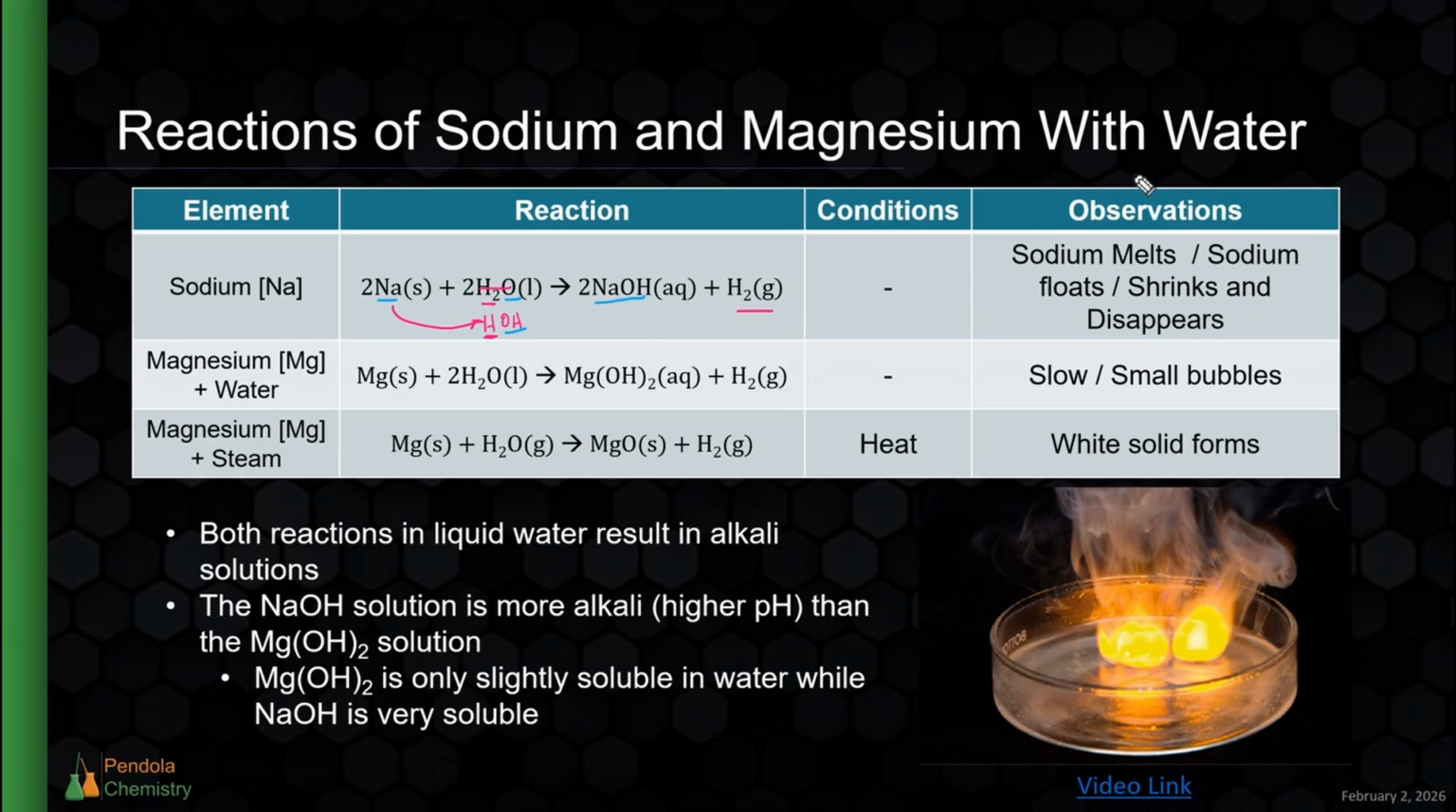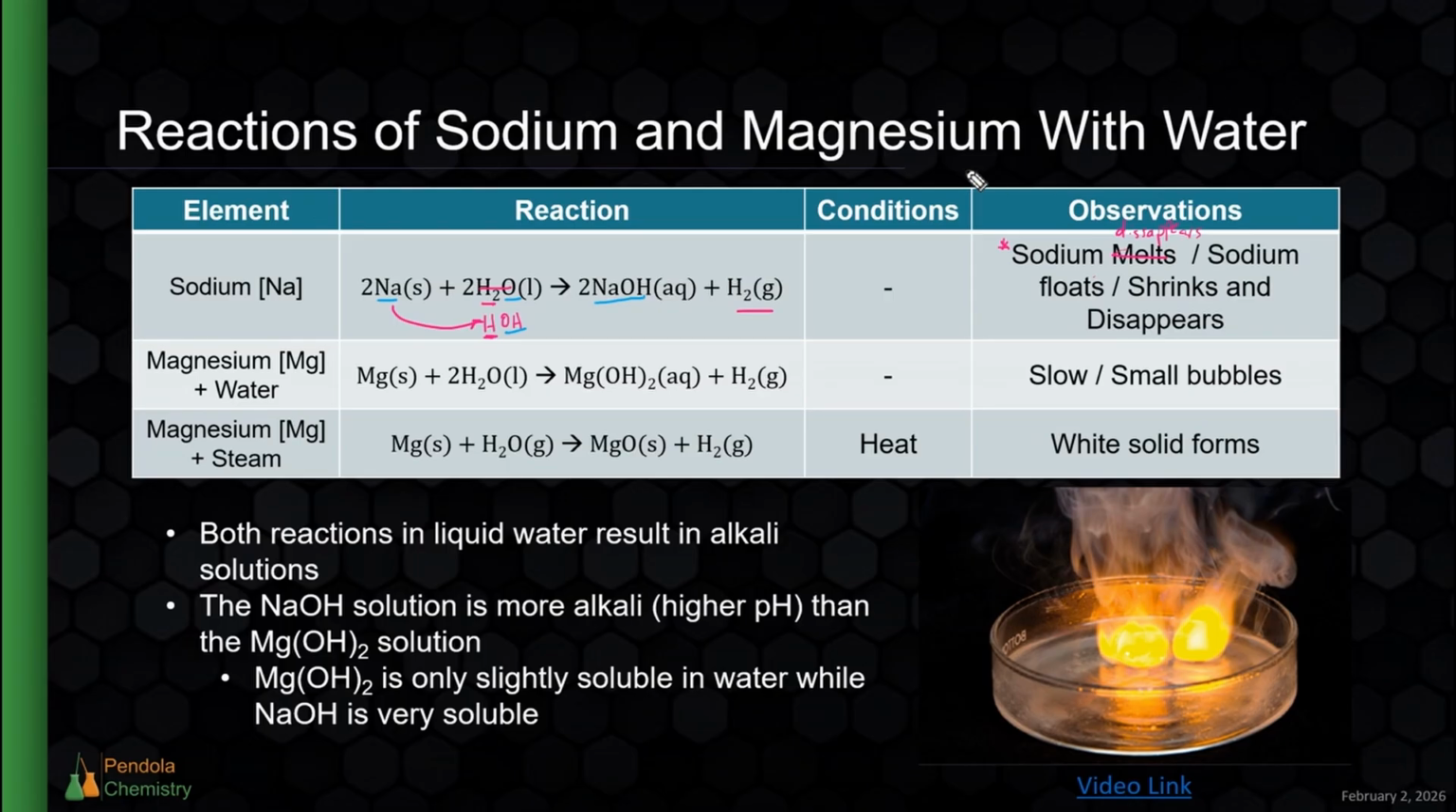Now, there's a lot of observations. This is one of those reactions where we see a lot of things that we need to know. First, the sodium melts. But a better word than melt, although it is melting because of the heat, it's a very exothermic reaction, is that it disappears. So sodium melts, sodium disappears, it shrinks and disappears, any of those things. But before it does that, the sodium is going to float. Because the hydrogen is created underneath it when in contact with the water, it creates a bit of a bed.